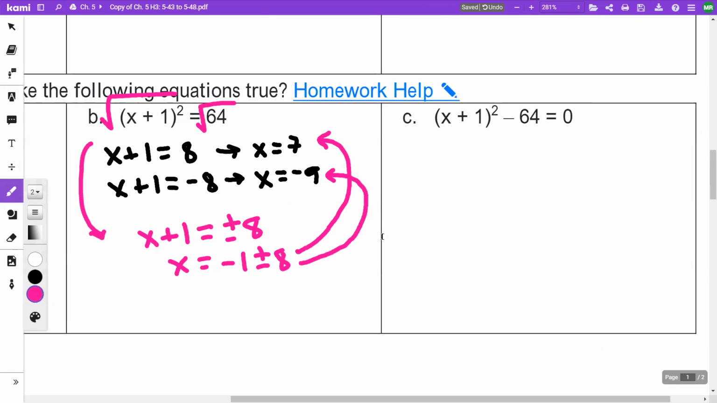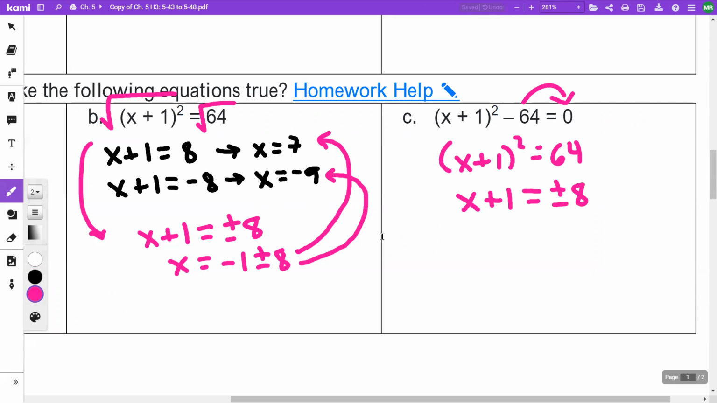I'm going to do that same idea here on this one. What I'm going to do is bring the 64 over. So I'm going to end up with x plus 1 squared is equal to 64. And then I'm going to solve it the way I did the other way. I personally would square root both sides and get an x plus 1. Square root the other side and get a positive and a -8. Again, subtract your 1, plus or minus 8. And the two answers I'm going to get: -1 plus 8 is 7, and -1 minus 8 is -9. And those are your two answers.